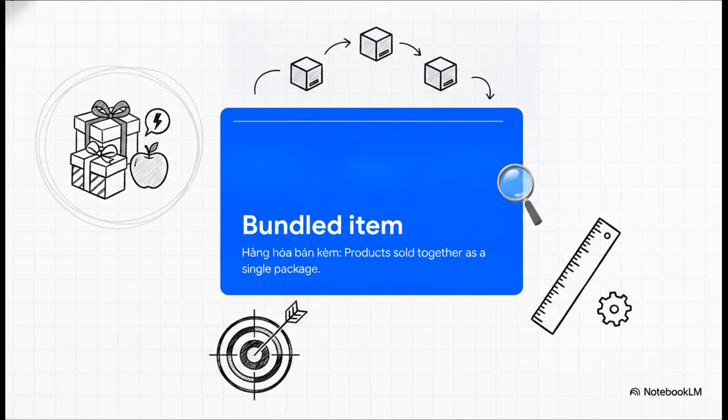Sometimes you get a package deal. We call that a bundled item. It just means multiple products are being sold together as a single package. And hey, dealing with all these numbers, you always have to be precise. Precise. This simply means being exact and highly accurate with your figures.